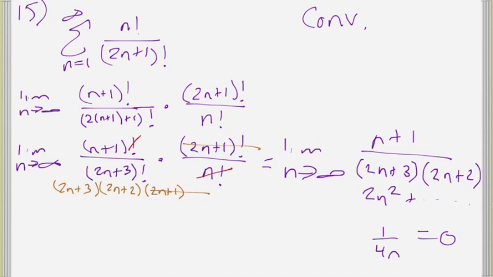Okay. Ratio test says we have convergence when the limit that we get is less than 1. 0 is less than 1, so this is convergent. And we would say convergent by ratio test.